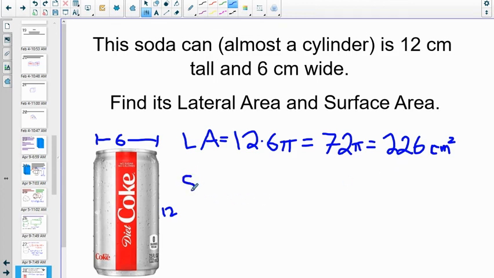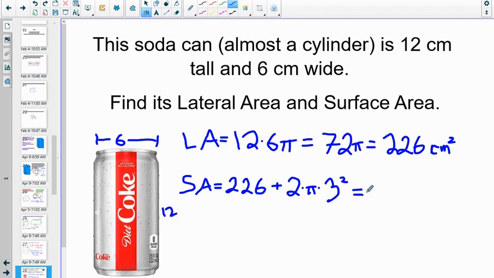And finally, my total surface area is my lateral surface area that I just found, about 226 square centimeters, plus the area of the bases, I've got two of them, so I'll take 2 times the area of a base. If the diameter is 6, that means the radius is 3. And so the area of one of the bases is pi times the radius squared, pi times 3 squared. And when I plug this into my calculator, I'll just add 18 pi onto my previous answer.